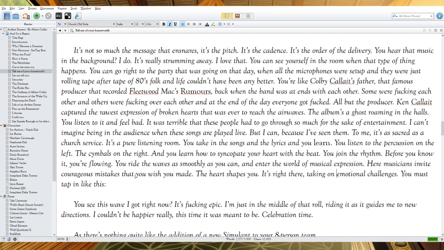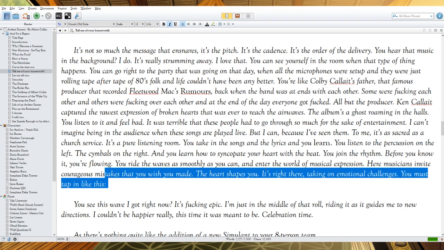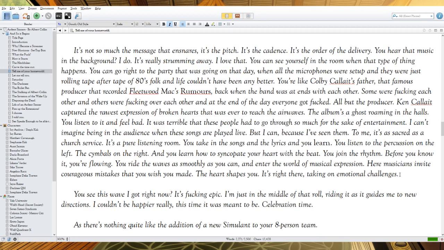Just making it nice and clean. So we have the heart shapes you. It's right there. Taking on emotional challenges. You must tap in. Now, we don't need to hear this. There's this wave I've got right now. I like barrel because it's the surfing term. So let's fix this.